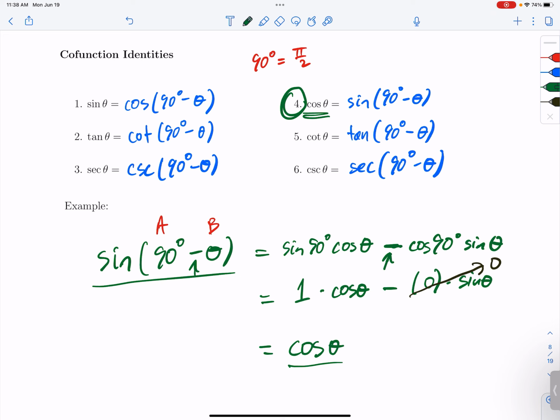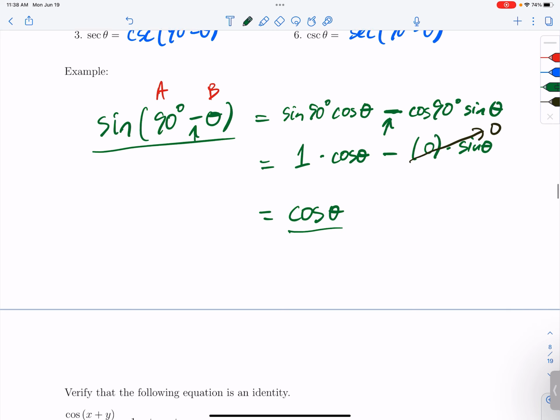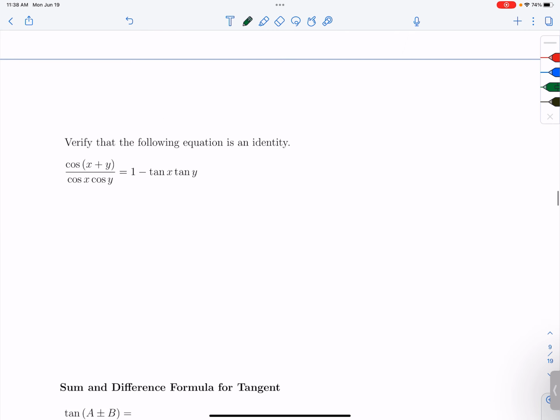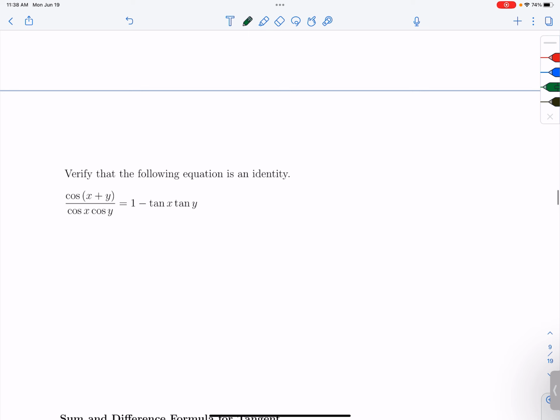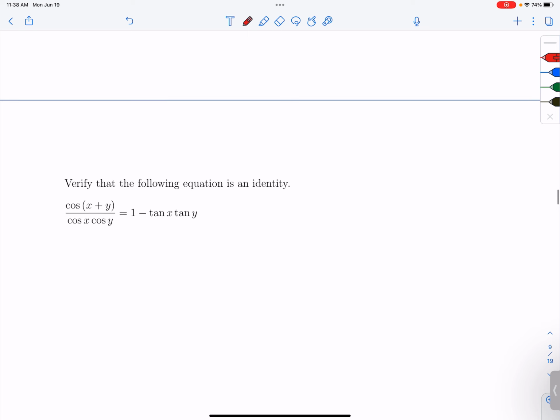We've already seen the sum and difference for sine and cosine, but we're going to look at tangent and cotangent here, or really tangent, because if we have sine, cosine, and tangent, we can get the reciprocal identities just by taking the reciprocal. All right, one last identity to verify here. So notice on the left-hand side, I have cosine of x plus y, so I'm going to expand that.